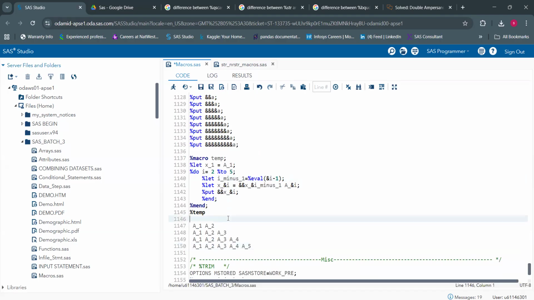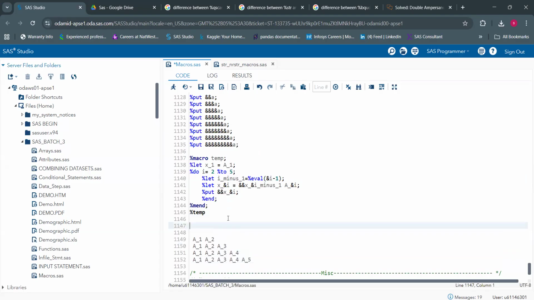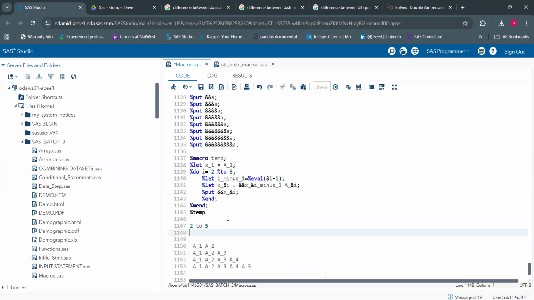So first one, what are we doing? We are doing an iteration of 2 to 5. What is the first iteration? i minus 1. So what does i minus 1 have? %eval of &i. What is &i for the first iteration? 2. So 2 minus 1, which is 1. So here the first value I'll be getting is 1.